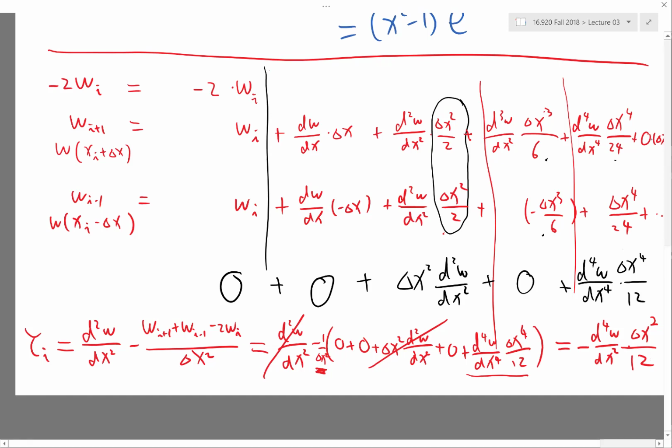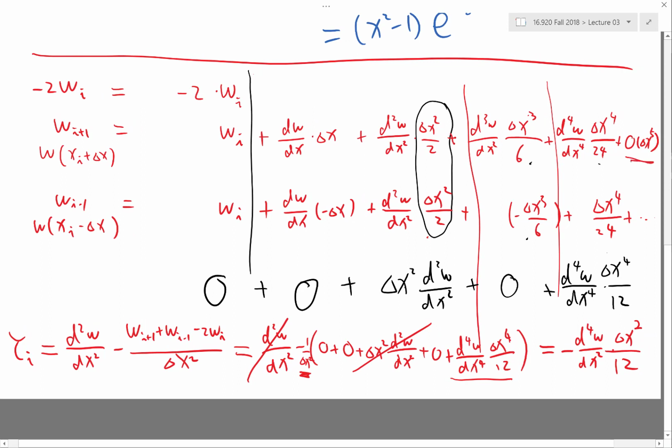The remaining term that we wrote as O(delta x to the 5th) is also divided by delta x squared, the result of which is O(delta x cubed). So these are going to be small when delta x is small, compared to this leading error term.